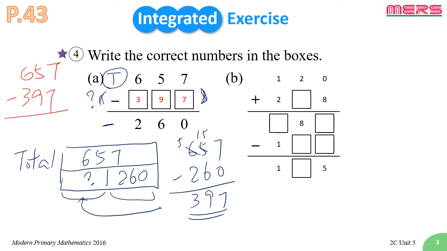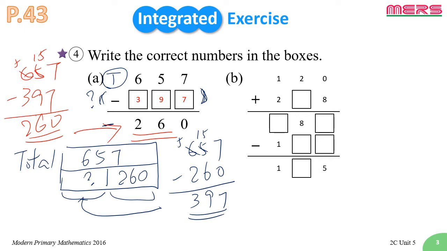You also can do the calculation by subtracting 397 from 657, to ensure that you get the correct answer. 7 minus 7 is 0, 5 is smaller than 9, borrow 1, so it becomes 6 here, 5 minus 3 is 2. So this answer matches the question, so you can ensure that you get the correct answer.